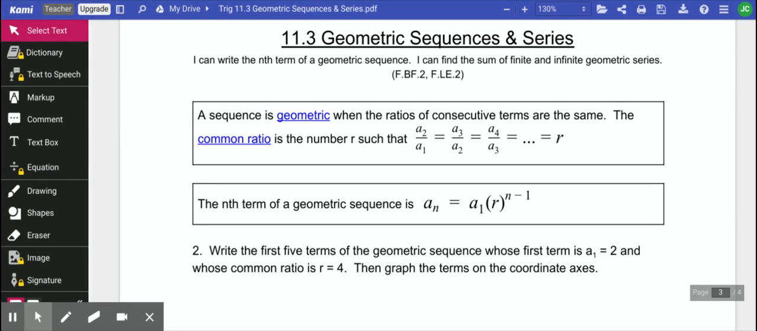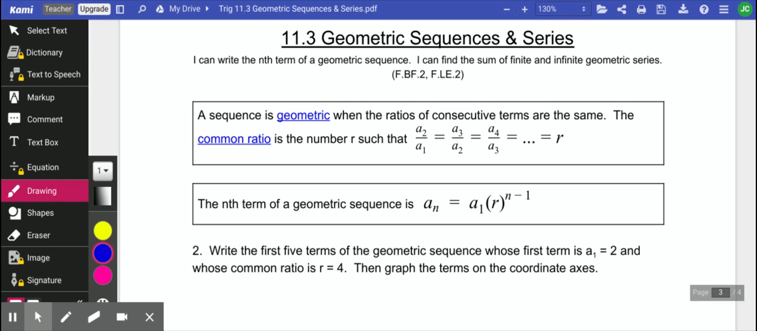Another type of sequence in series that we run across often is called a geometric sequence. A sequence is geometric when the ratios of consecutive terms are the same. We call it a common ratio. And so if you take the second term divided by the first term, or the third term divided by the second, or the fourth divided by the third, those are all going to be the same thing, and it is this common ratio.